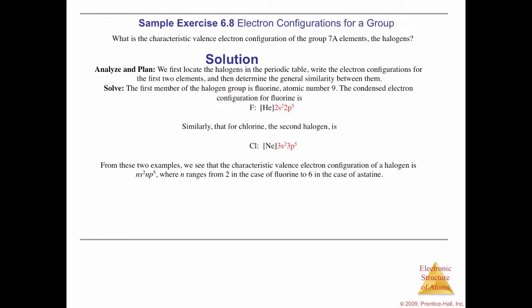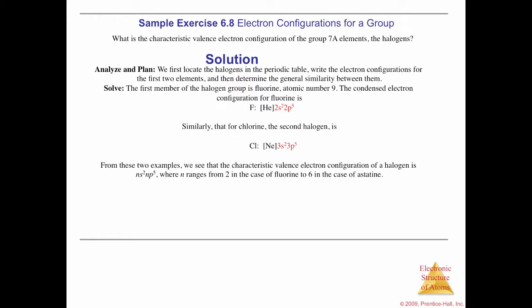The first member of the halogen group is fluorine, atomic number 9. The condensed electron configuration for fluorine is helium 2s2 2p5. Similarly, that for chlorine, the second halogen, is neon 3s2 3p5.